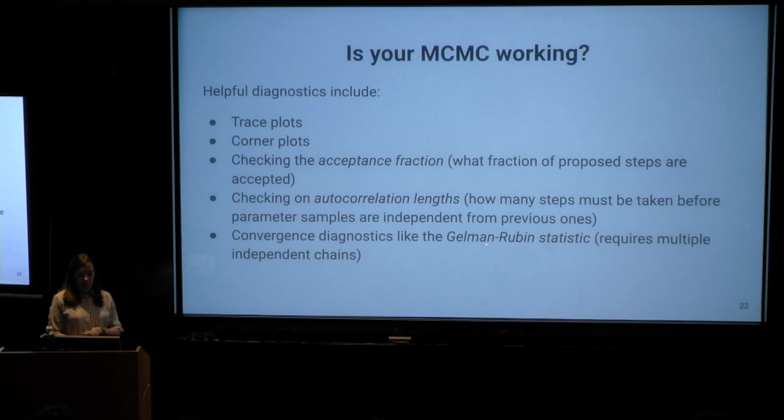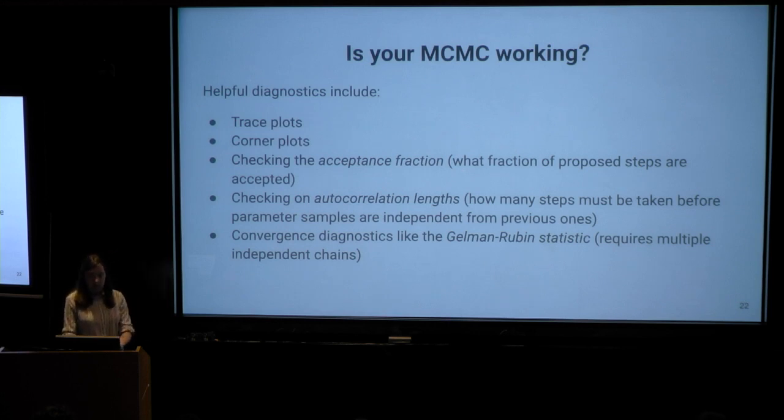Finally, just a quick overview of things that you might want to look at to figure out whether or not your MCMC is running well. So we talked about the trace plot, which is just looking at the value of something at each step, and if it's getting stuck places or if it's wandering off places, that can be a good diagnostic. We also talked about the corner plot, which shows you the posteriors and whether or not you're sampling your posteriors well.